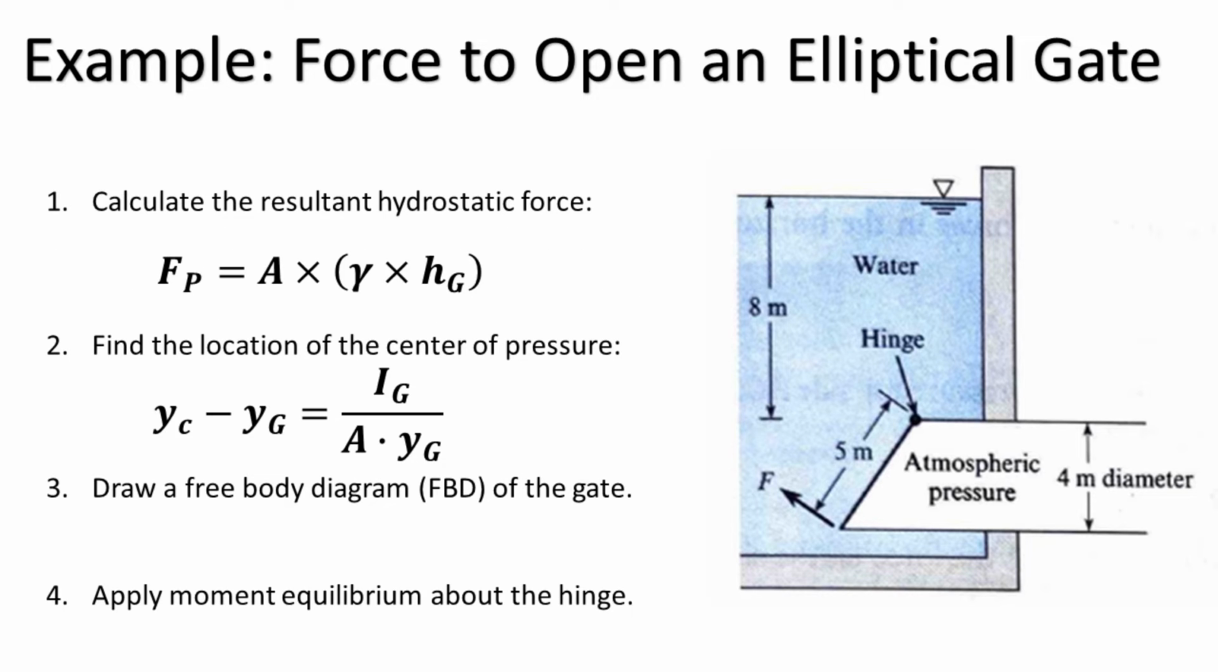To solve this problem, we will need to do the following. 1. Calculate the resultant hydrostatic force using the pressure at the depth of the centroid. 2. Find the location of the center of pressure using the slant distances Yc and Yg. 3. Draw a free body diagram of the gate. 4. Apply moment equilibrium about the hinge. Great, let's begin the work.